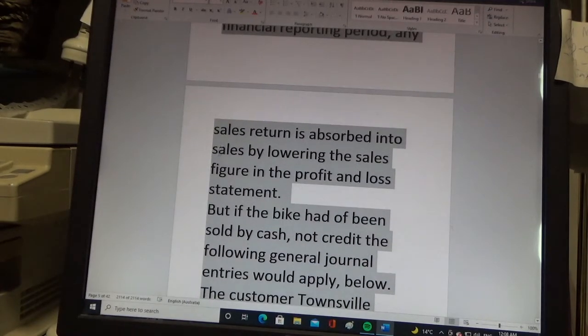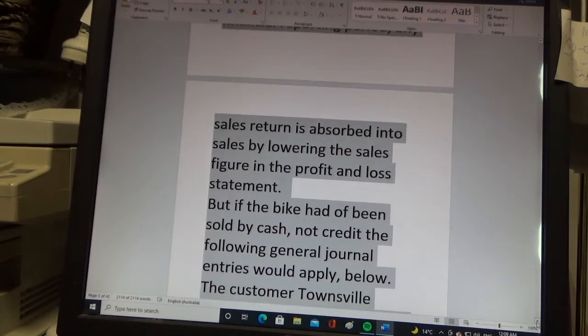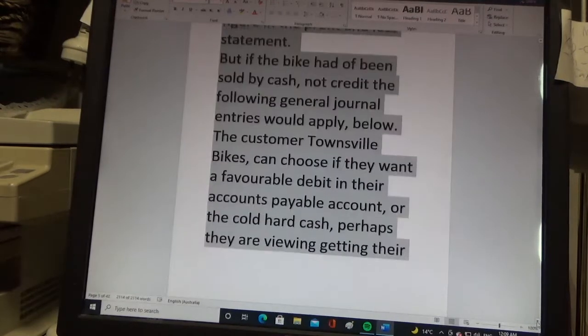So eventually that sales return can't just stay in the books. It's got to be absorbed into sales by lowering the sales figure in the profit and loss statement. But if the bike had been sold by cash, not a credit sale, the following general journal entries would apply below. The customer, Townsville Bikes, can choose if they want a favourable debit in their accounts payable account or the cold hard cash.